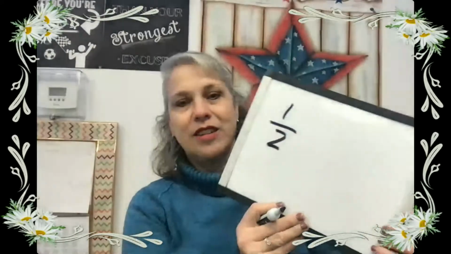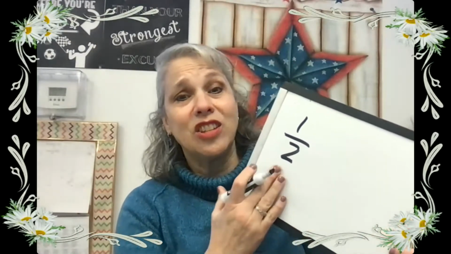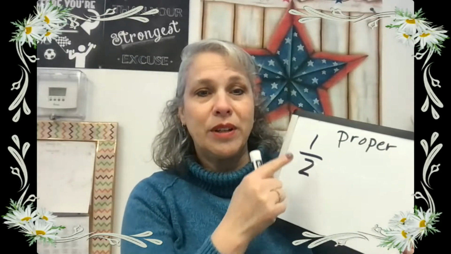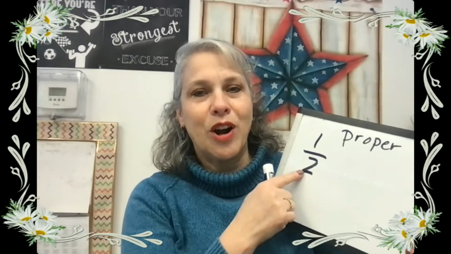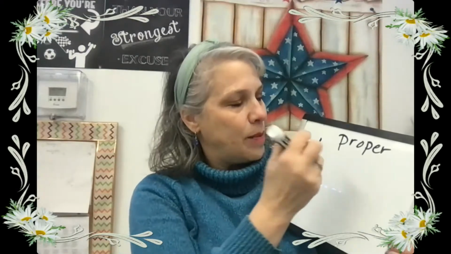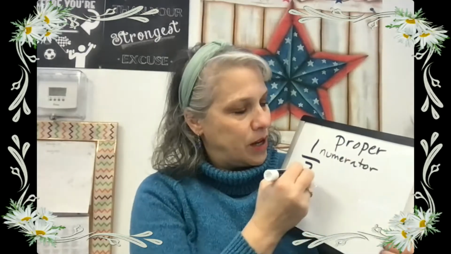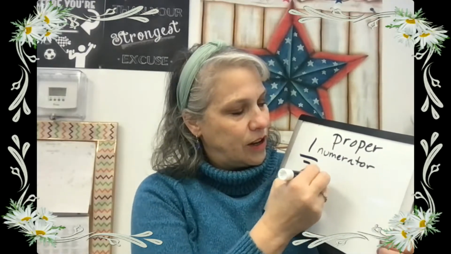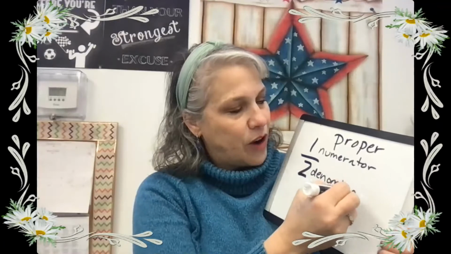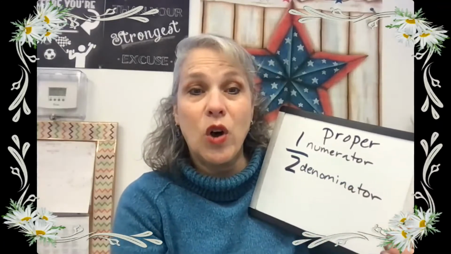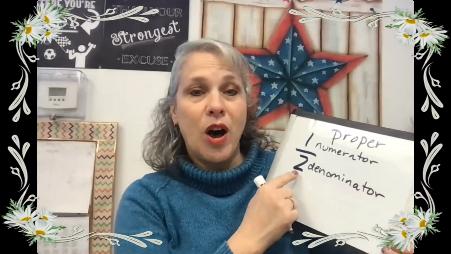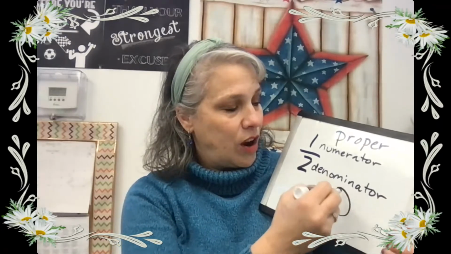Okay, so a fraction like this is a regular fraction, and this is called a proper fraction. A proper fraction has a number on the top which is smaller than the number on the bottom. This top number is called the numerator. The bottom number is called the denominator. And a fraction is always a part of the whole. So the number on the bottom would be how many parts there are in the whole.